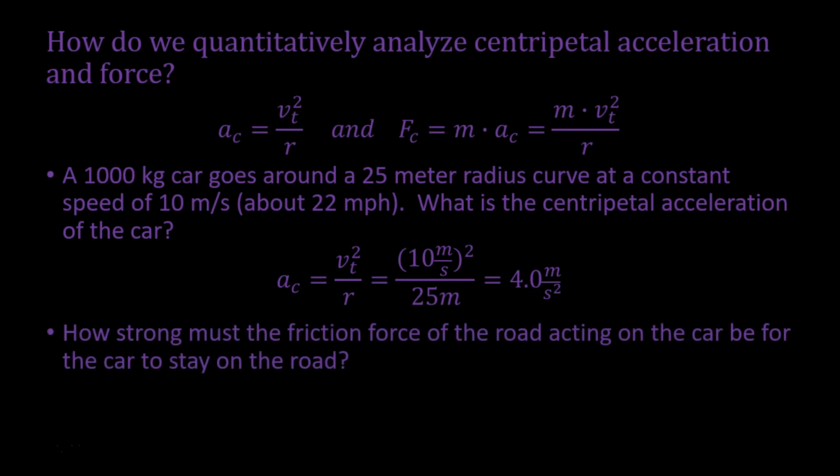Now, let's find out how strong the friction force of the road acting on the car must be in order for the car to stay on the road. So we're going to use our centripetal force equation, and that's just the mass of the car times the centripetal acceleration of the car. So it's 1,000 kilograms times the 4 meters per second squared that we calculated in the first part. And that gives us a friction force of 4,000 newtons.